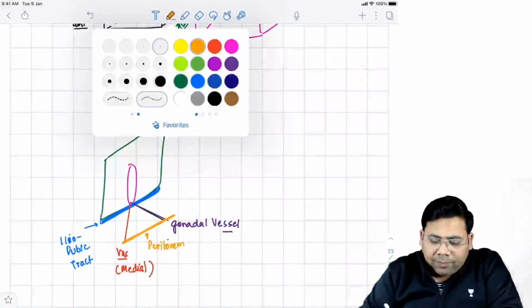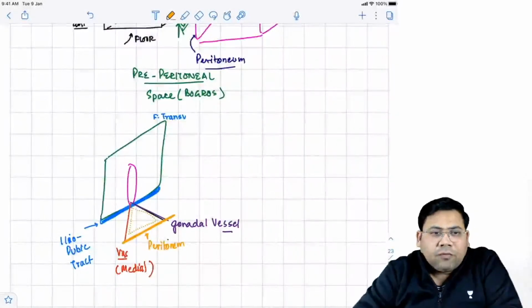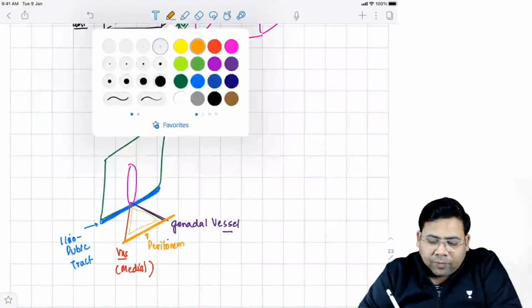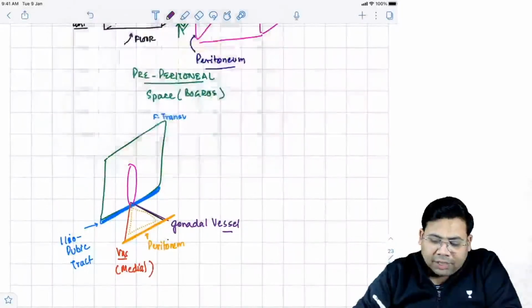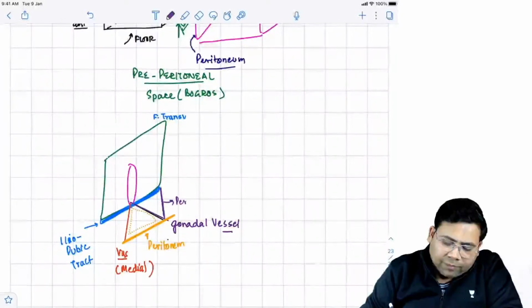Yeah. Can you appreciate one triangle? What is this triangle known as? This is known as the triangle of doom. Again, try to appreciate one more thing. In front is fascia. Behind will be what, students? Peritoneum.